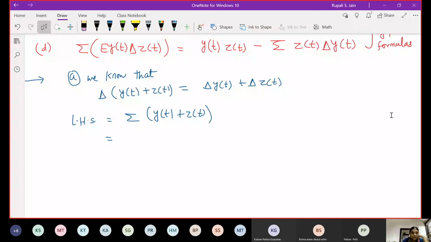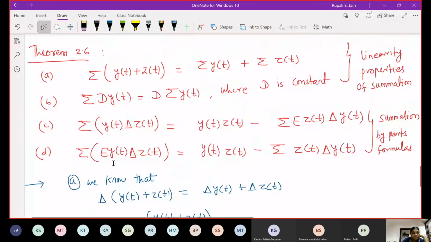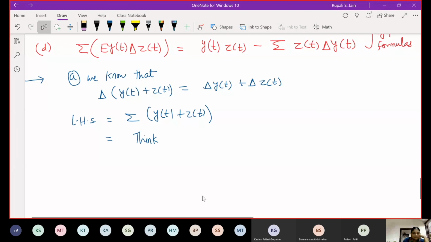You can think on this today and tomorrow you tell me. It is very easy. Just use this formula. Once you know this, you can easily do all three, because it just follows from the product rule of the difference operator. We just have to apply summation, but first you have to think where to apply it. So think on this today.